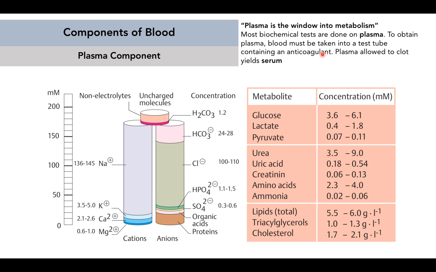And then we can measure so many different things in the plasma. We can measure the metabolites such as glucose, lactate, pyruvate. We can measure the waste products like urea, creatinine, a lot of other things, and also the lipids. So this can tell us a lot about the metabolic state of a person based on the concentrations of metabolites in plasma.